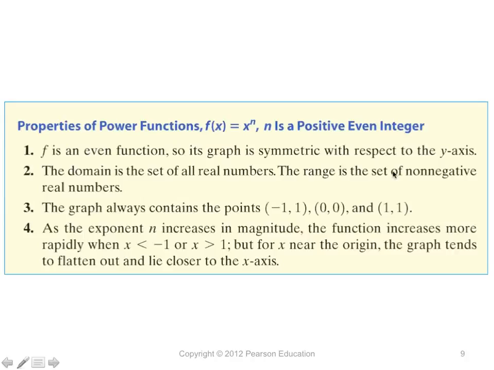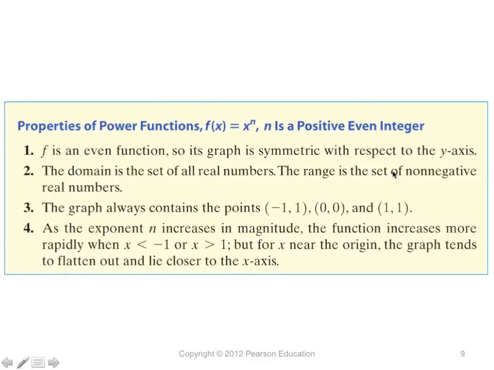So f is an even function, so that means that it's symmetric with respect to the y-axis. The domain is going to be the set of all real numbers, and then the range is going to be the set of non-negative real numbers. So ranges from 0 to infinity, including 0. The graph always contains 3 different points: (-1, 1), (0, 0), and (1, 1).